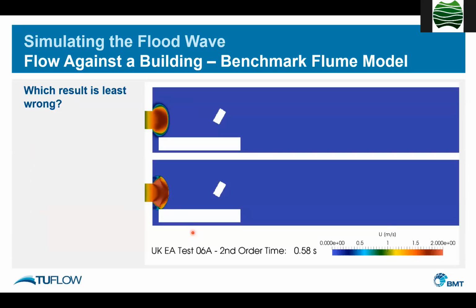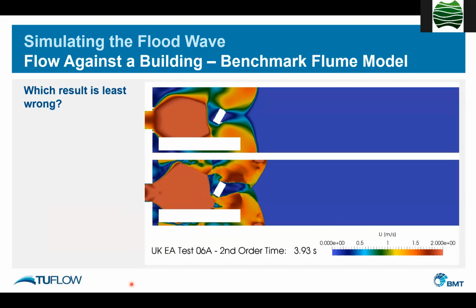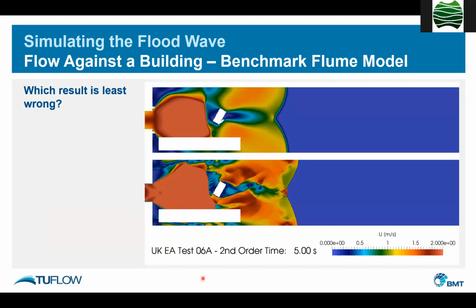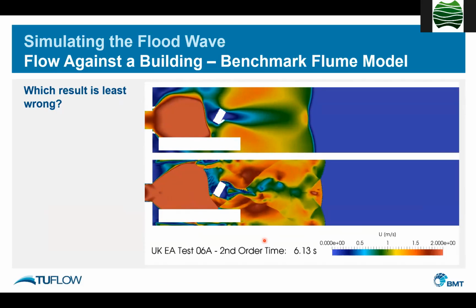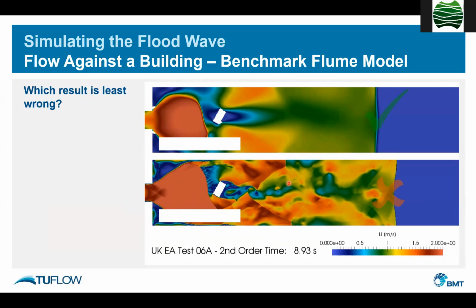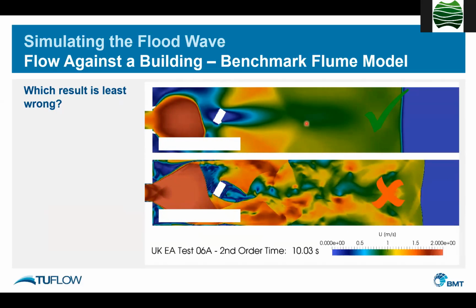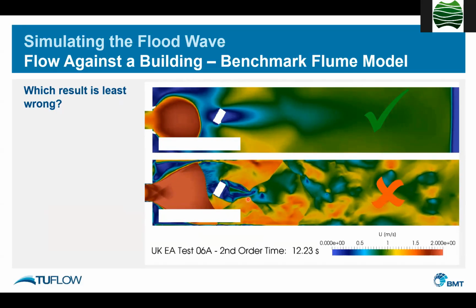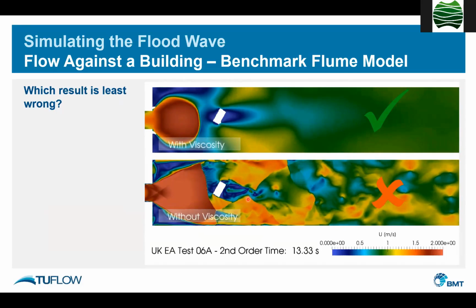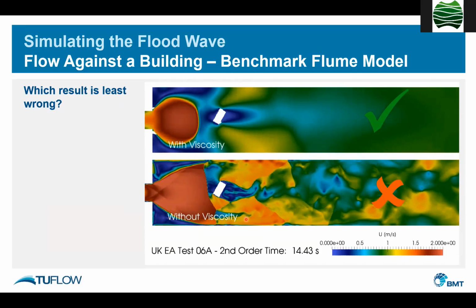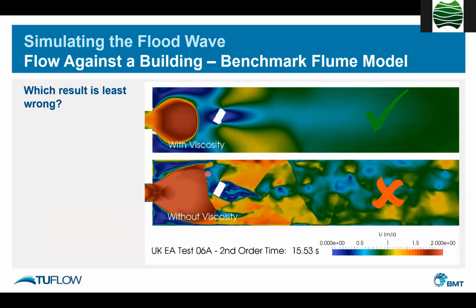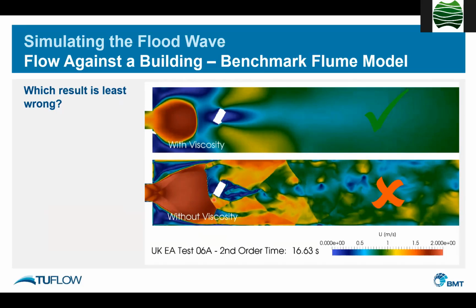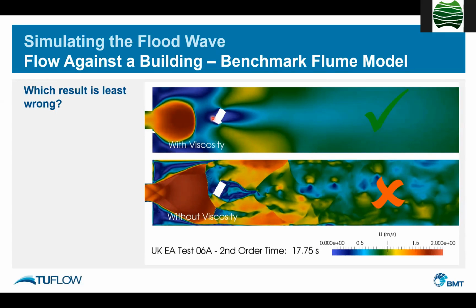And I'd like to show this next image. I've shown this many times now, and I actually ask the audience which result is least wrong. And it's always very interesting in the reply. Effectively, the top one is more correct than the bottom one. And the difference between these two animations is the top one has the eddy viscosity term in it and the bottom one doesn't. And you can see here that the hydraulic jump line in the bottom one is way further downstream than up here.